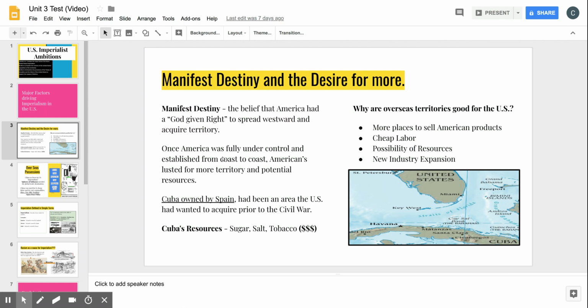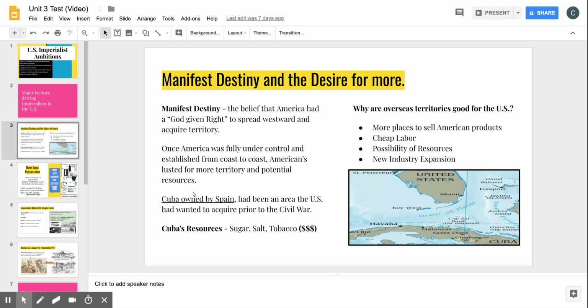And once America was fully under the control and established from coast to coast, a lot of Americans said, well, we already captured California, Oregon, Washington. Where do we go now? What do we do? And the idea was to try to act like some of the superpowers in the world at the time. For instance, Spain, France, England. They were the top dogs on the global scene. And so this was our opportunity to take a chance and expand.